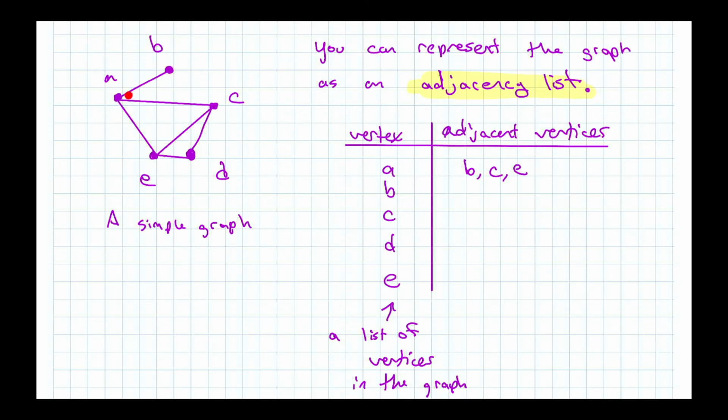So B is just adjacent to A. C is adjacent to A, E, D. So A, D, E. D is adjacent to two vertices, C and E. C, comma E. Like that. E is adjacent to C and to D and to A. So A, C, D. It doesn't matter if you write them in order, I just am. All right. And there you go. That's an adjacency list.